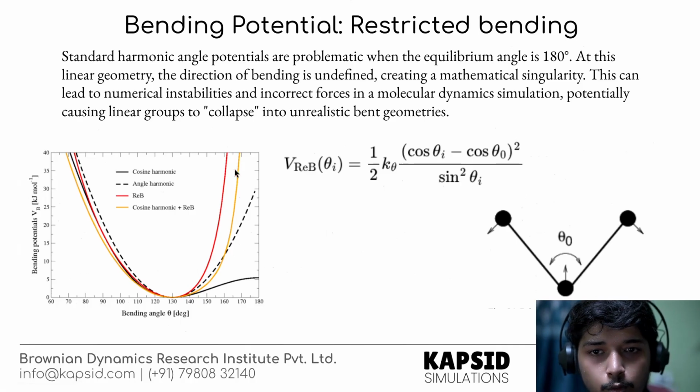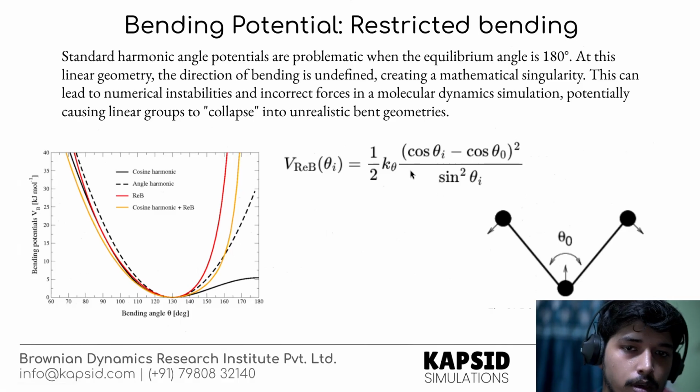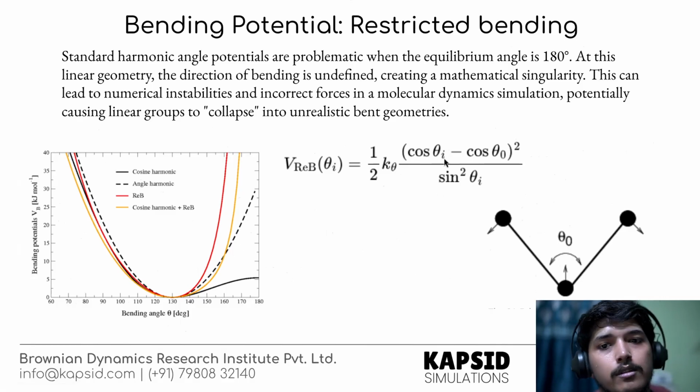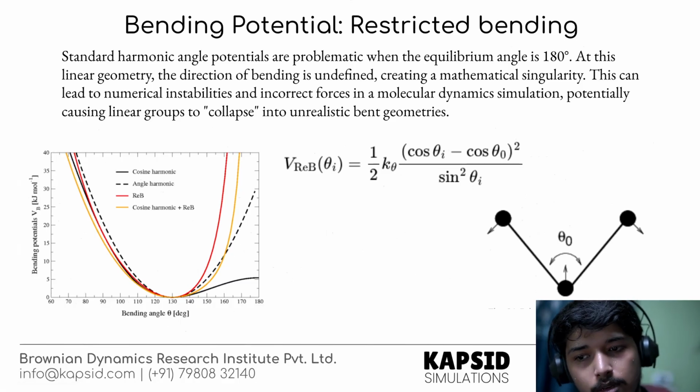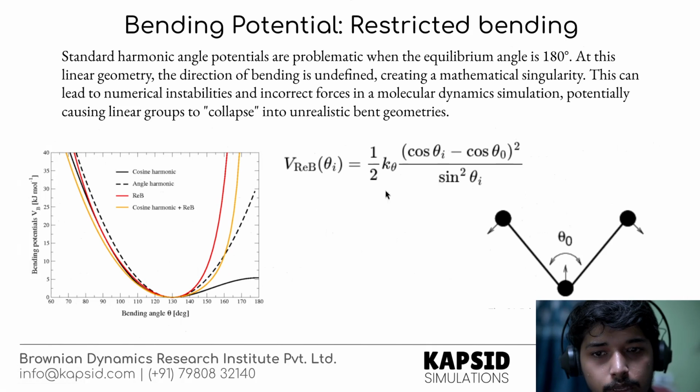So these are the two examples of restricted bending. You are tuning the potential energy function such that the potential energy function can never reach 180. It will be infinite before reaching 180. So in a way, you are avoiding where the previous harmonic curve was undefined.